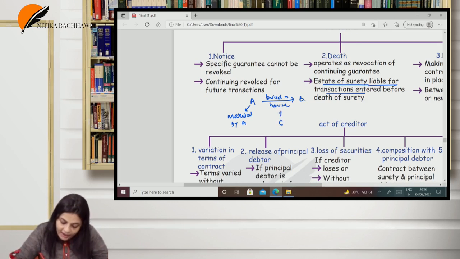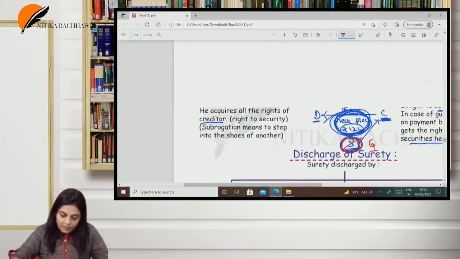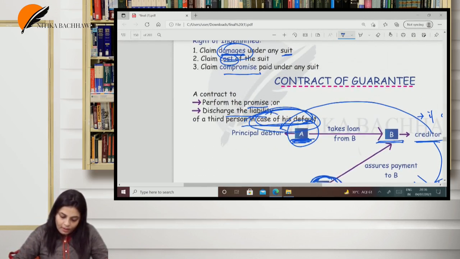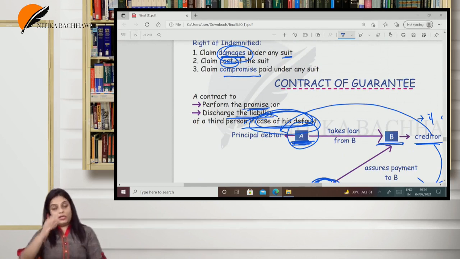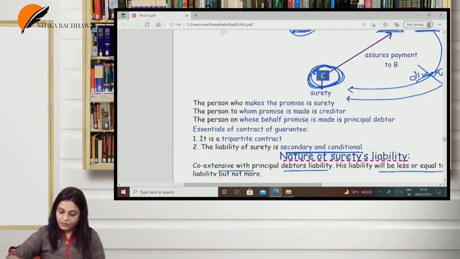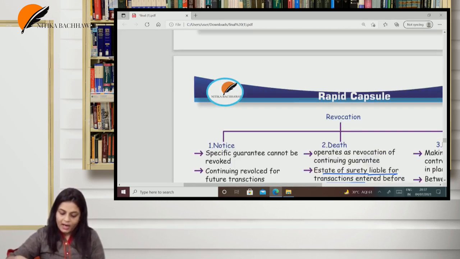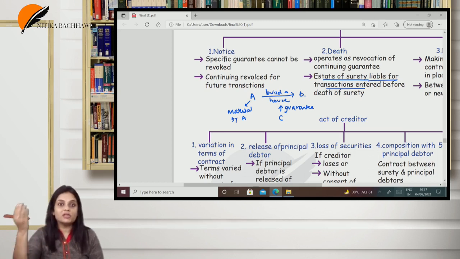C had given a guarantee for this contract. Ma'am, a guarantee for this contract? Yes, that B will build the house, and if he fails to build the house, I am liable for it. If you remember, the definition was to perform the promise or discharge the liability. It is not only for a loan, it is also for the performance of the contract. So, A hired B to build a house, material to be supplied by A, and C gives a guarantee that if B does not build the house, C will do it.